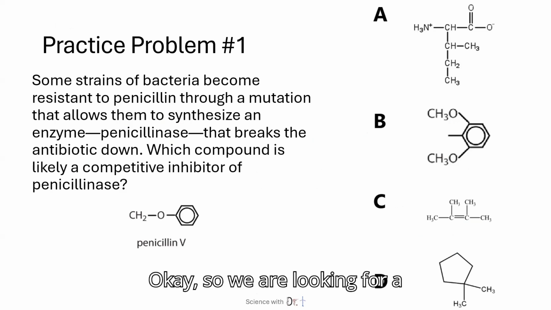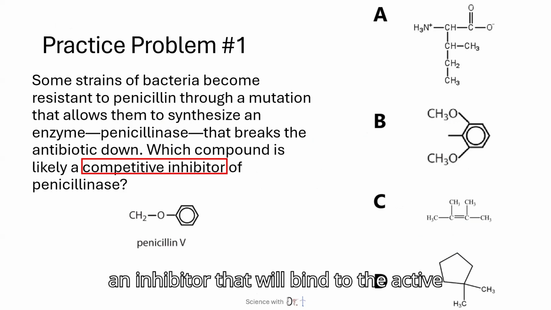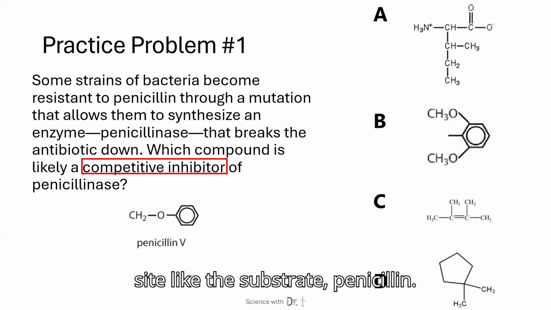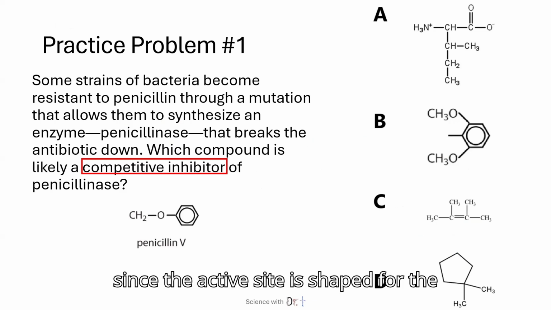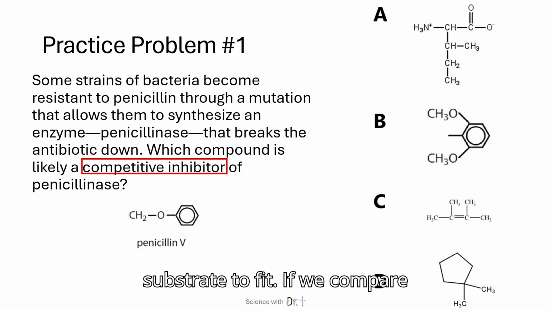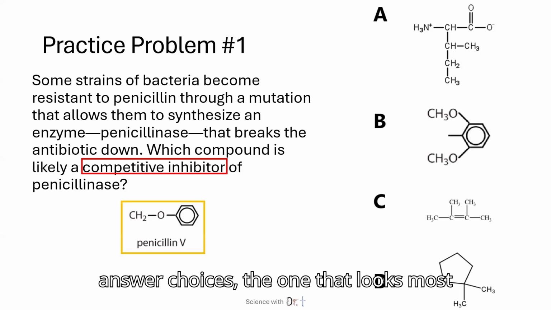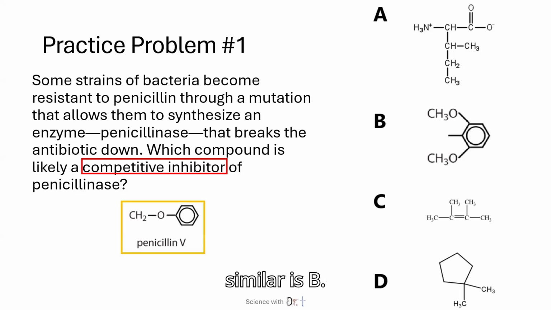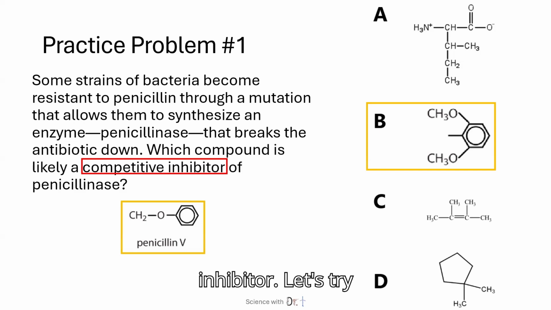Okay, so we are looking for a competitive inhibitor. This is an inhibitor that will bind to the active site like the substrate, penicillin. So it has to look similar to penicillin since the active site is shaped for the substrate to fit. If we compare the structure of penicillin to our answer choices, the one that looks most similar is B. So that would be our competitive inhibitor.